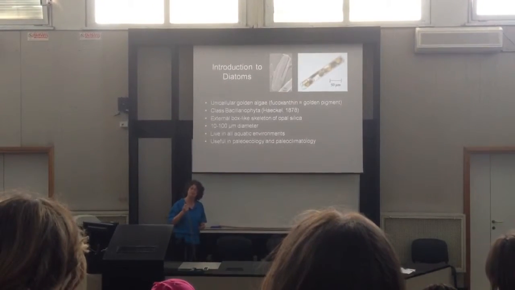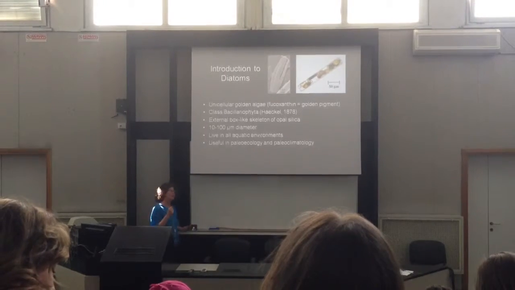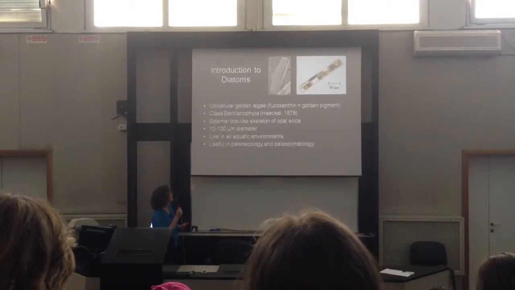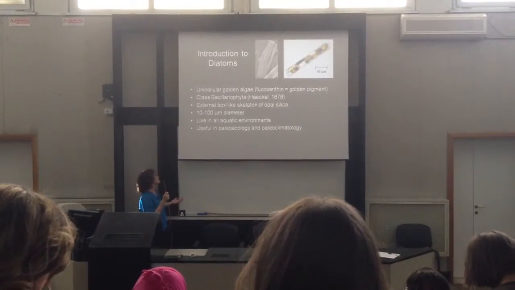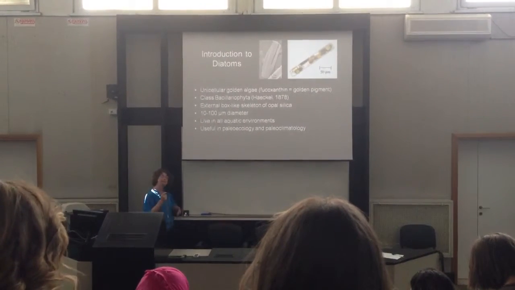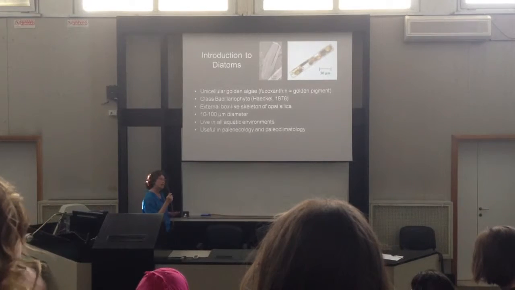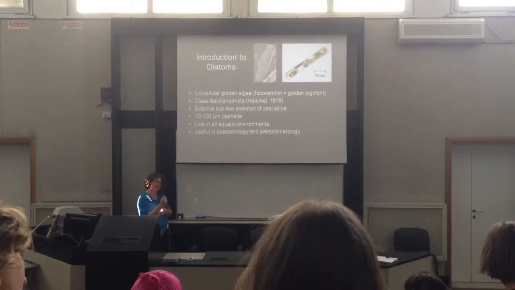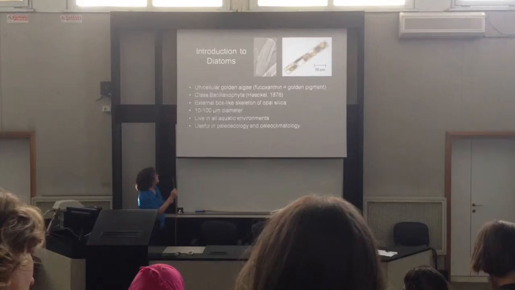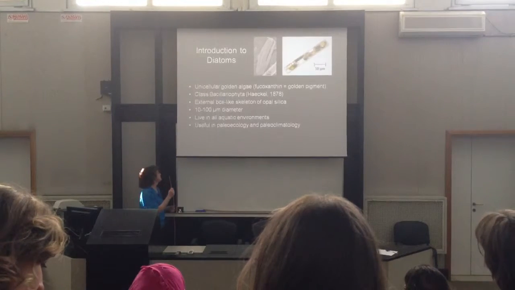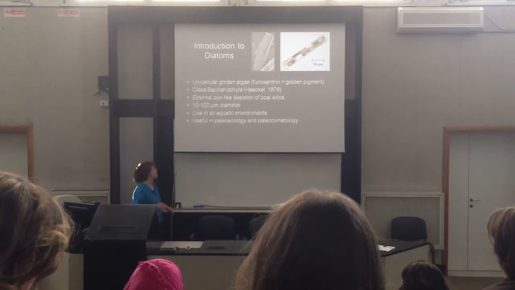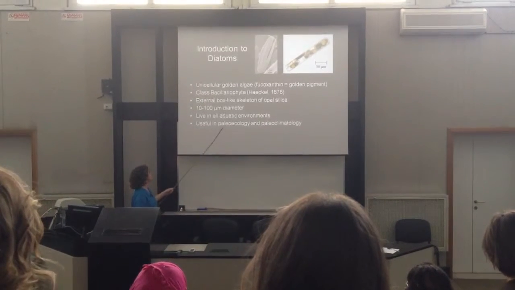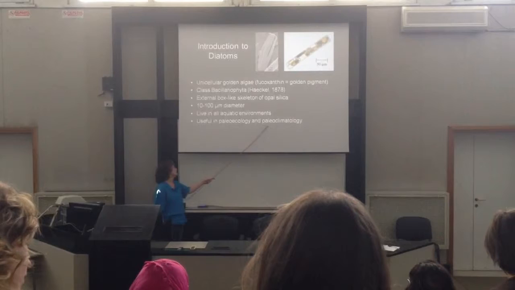So diatoms, modern diatoms, are found in virtually every aquatic environment. They're in the oceans, they're in lakes, rivers, springs, and they're very sensitive to a variety of changes. For example, pH, temperature, nutrients, all of these things determine which species are present. And as a result, we've been able to use them in both paleoecology and in climate studies.